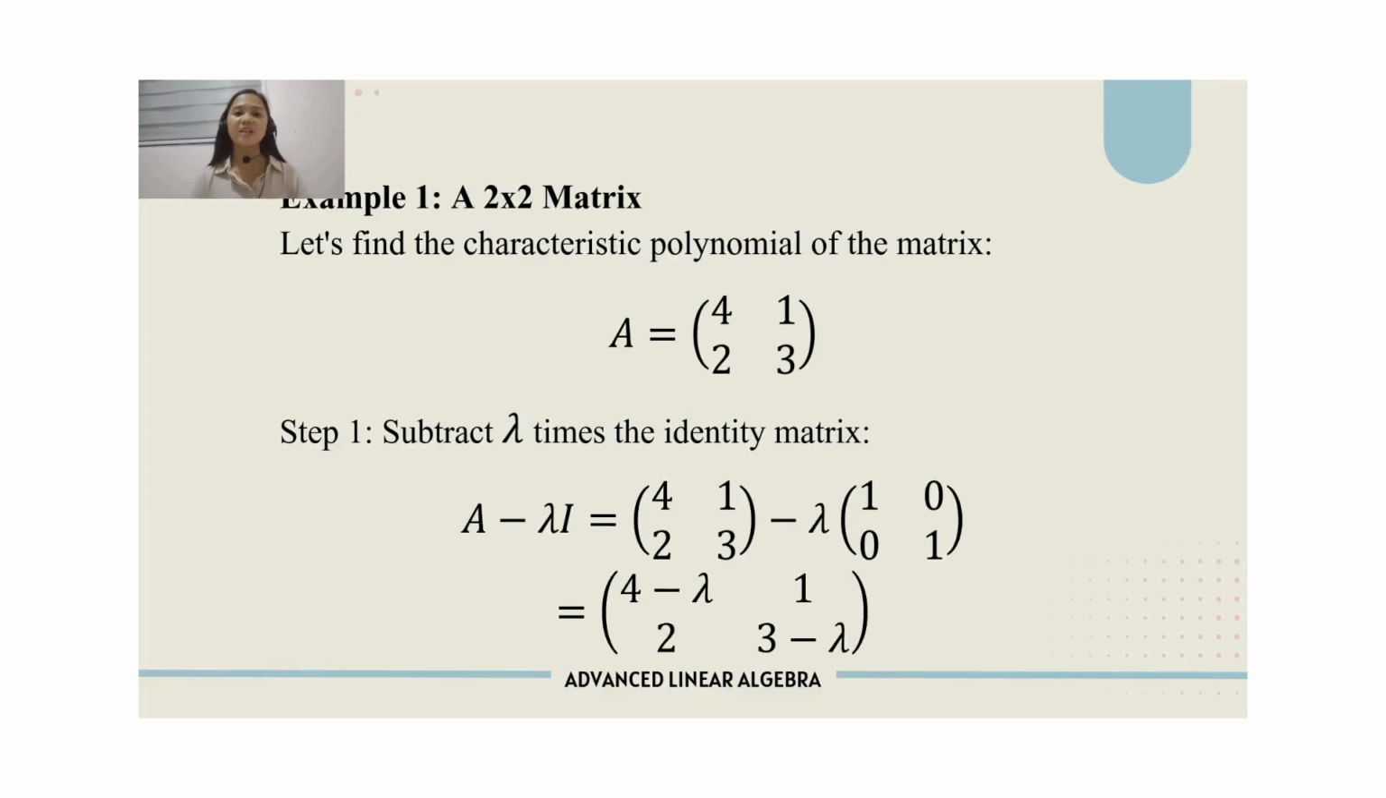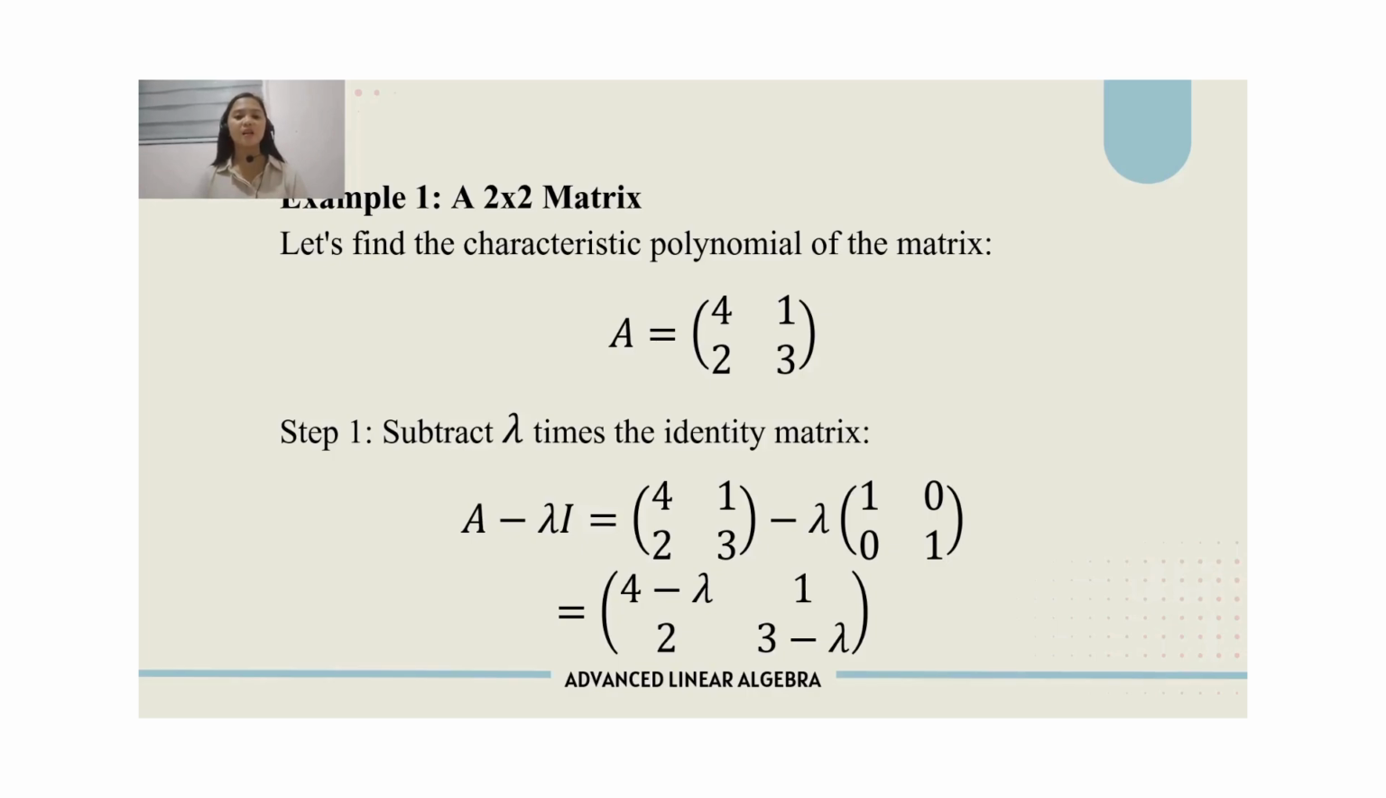So let's have an example. Let's have a 2 by 2 matrix. Let's find the characteristic polynomial of the matrix A equals the 2 by 2 matrix with the first row 4 and 1 and the second row containing 2 and 3.